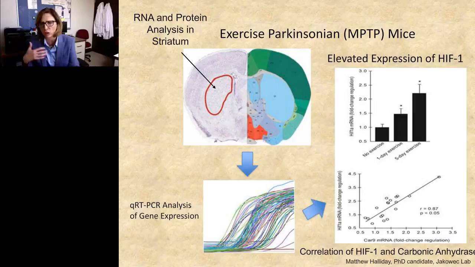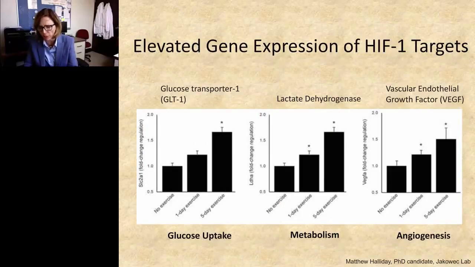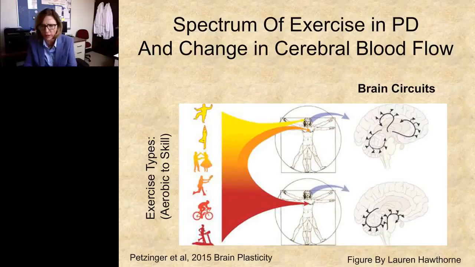HIF is clearly getting upregulated. We see some correlation with carbonic anhydrase as a sort of surrogate marker, if you will, of hypoxia. I'm just showing you some preliminary data. This is an ongoing project in the lab right now, basically showing that these other transcription factors that are regulated by HIF are also upregulating as well. This includes, again, the glucose transporter, lactate dehydrogenase, and even VEGF.